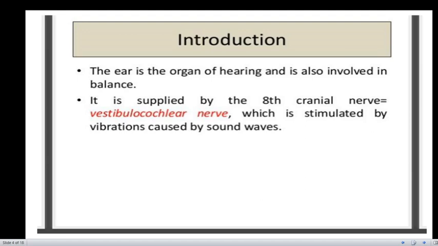Good morning, everyone. So, today we're going to start with the structure of the ear. Yesterday, I've given you the diagram, right? So, let us get into the structure, the theory part.